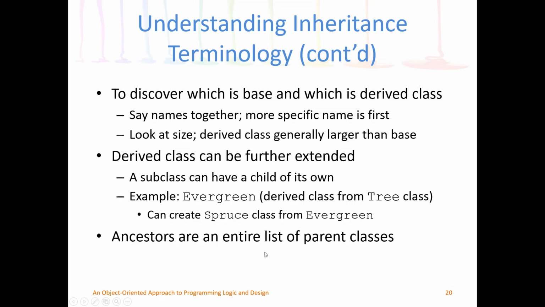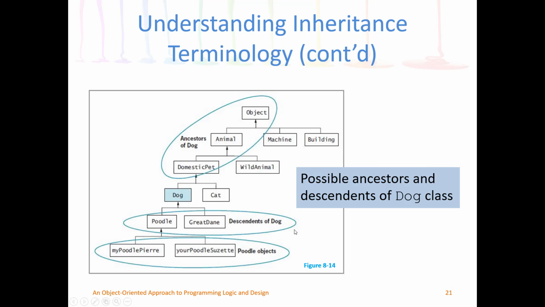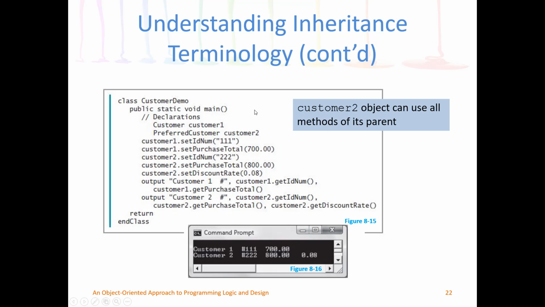And the ancestors are the entire list of the parent classes. So if I look at the ancestors, in this case of dog, I have domestic, pet, animal, and then object. These are all ancestors of dog, and these are all classes. Poodle inherits from dog, and all the way up. And my poodle Pierre inherits from poodle, which inherits from dog, which inherits from the domestic class, animal, object. I can continue to go all the way up. So this is just showing a demo.